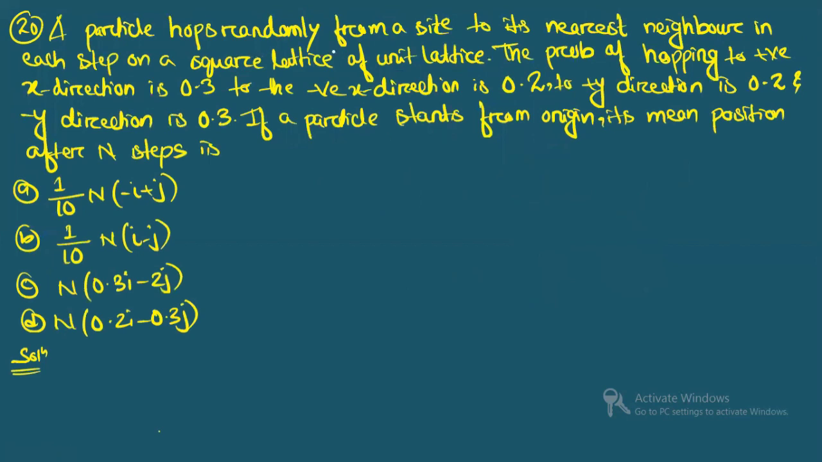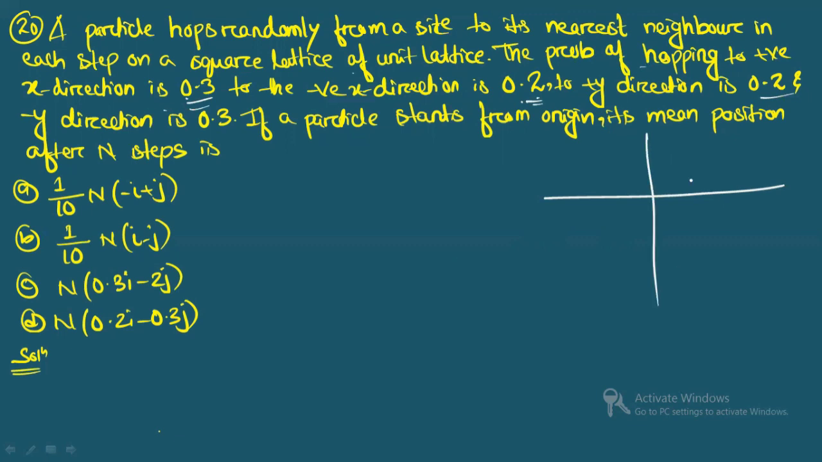Here it is said a particle hops randomly from a site to its nearest neighbor in its step on a square lattice of unit lattice constant. The probability of hopping to the positive x direction is 0.3, to the negative it is 0.2, and for y direction it is 0.2 and 0.3. So if a particle starts from origin, its mean position after n steps is what? So this is just like the child one. The way we solve for the child one, that only we'll do.